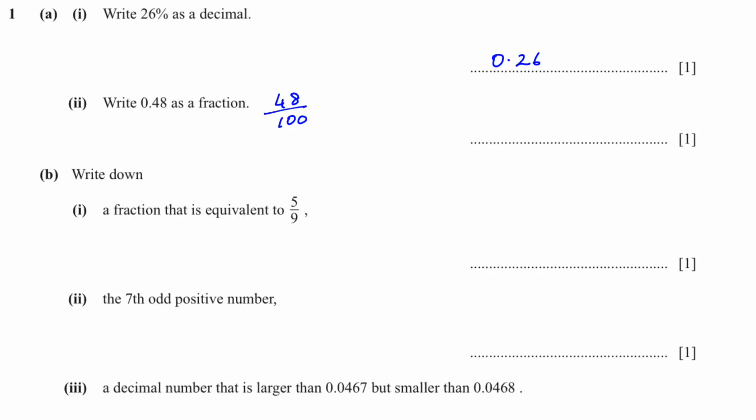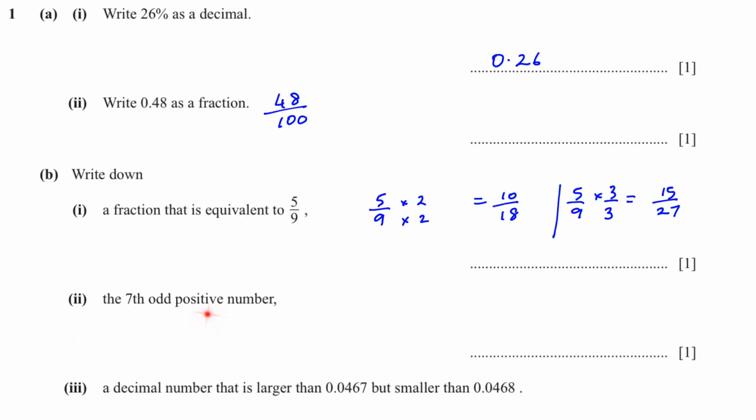1b, 1. A fraction that is equivalent to 5 over 9. You can write any fraction, multiply 9 by 2 and 5 by 2. You will get 10 over 18. Or multiply by 3, the up and the down number. You will get 15 over 27. So anything is right.